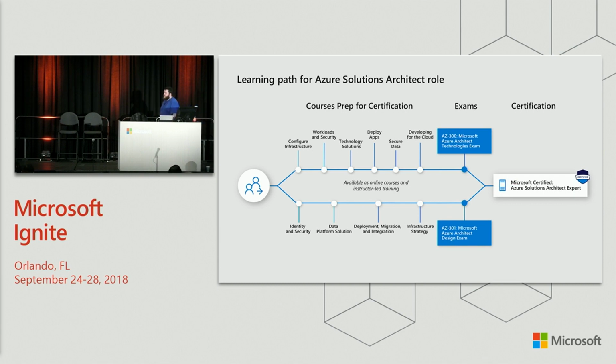So looking at this role and the credential, the different courses that are available for preparation. We're focusing on 301 for this exam prep and this exam. So that's the learning path on the bottom there, where we've got 4 main courses that translate to the 301 exam. And when you pass both the 300 and 301 exams, then you're assigned the Azure Solutions Architect Expert credential.